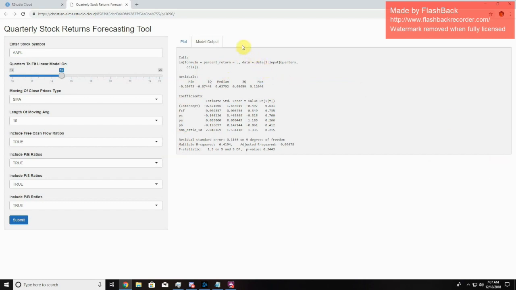And that concludes the demonstration of Team Messy Data's Shiny app. Thank you very much.